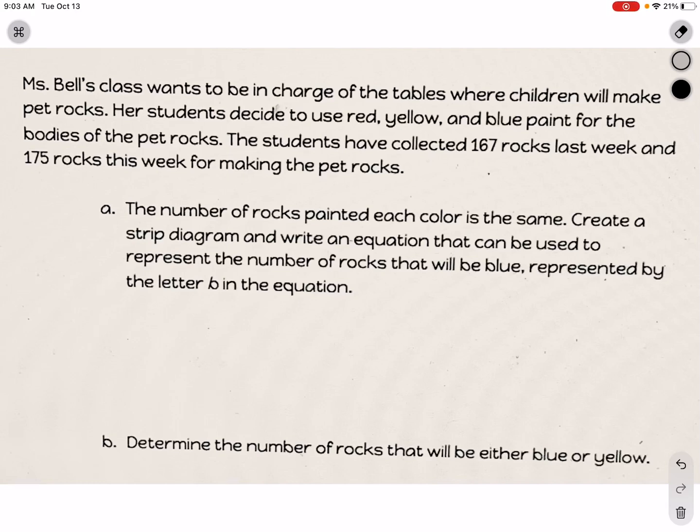Hello, it's Mr. Williams. Today we're going to continue working the questions from this performance assessment to prepare you for your unit test on division of whole numbers.